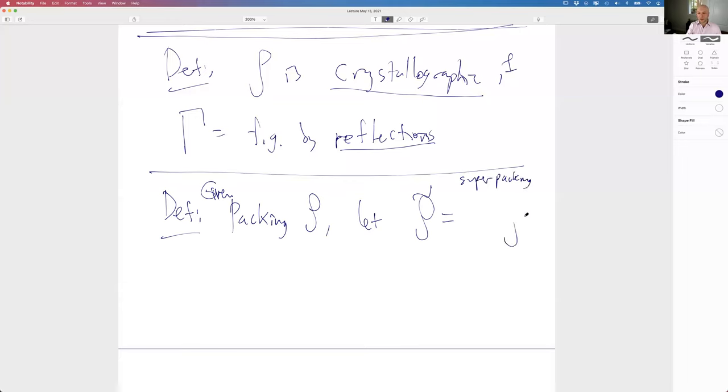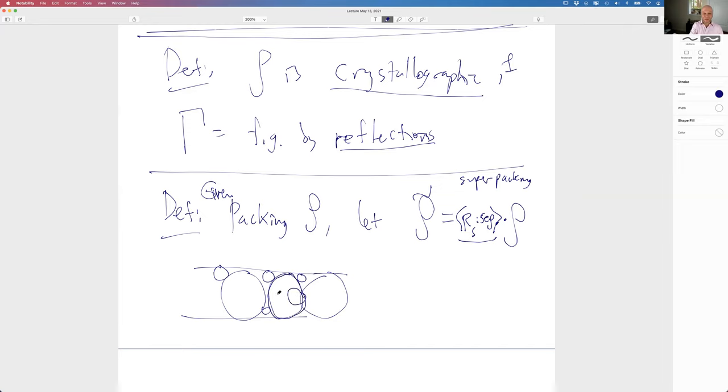What you do is you take the packing and you act on it by inversions in the packing itself. So if we start with the classical Apollonian packing, in fact, this has nothing to do with any other structure. What we do is we take inversions in the spheres of the packing and let that act on the packing itself. If I invert the entire packing through this sphere, I get an Apollonian packing inside of here. But I'm allowed to continue acting, take the entire orbit. So I just get circles inside of circles and so on. So this is called the super packing of P.